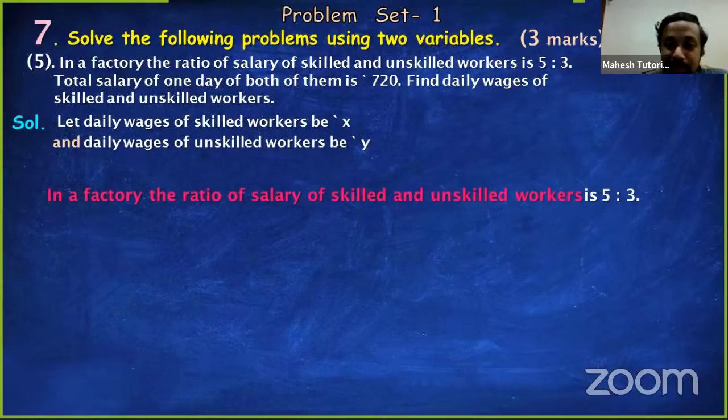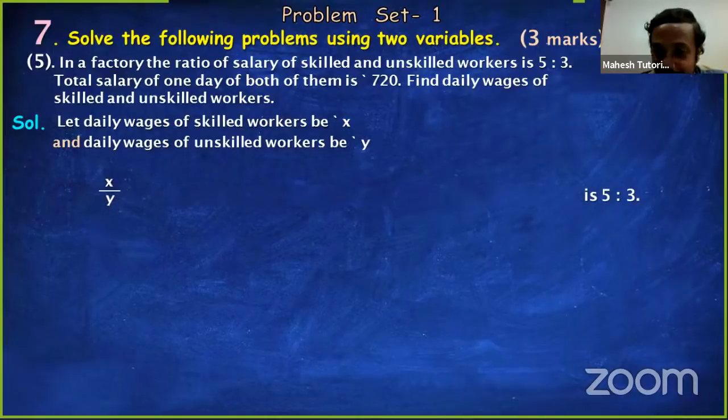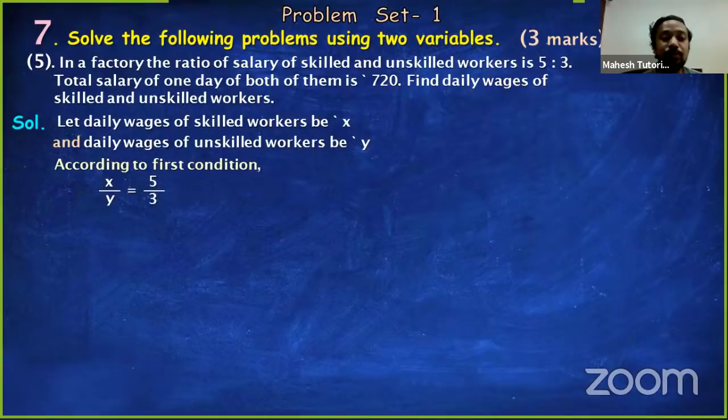Can you all tell me, as per our assumption, what is the salary or the wages that we have taken for skilled worker? X. And the wages of unskilled worker? Y. So they are talking about the ratio of X and Y. So in that case, it would be X upon Y. Moving further, is. Now students, you all tell me, what does it stand for? Equal to. Very good. What is the ratio given? 5 is to 3. So that can also be expressed as 5 upon 3. So we get x upon y is equal to 5 upon 3 as per the first condition, students.